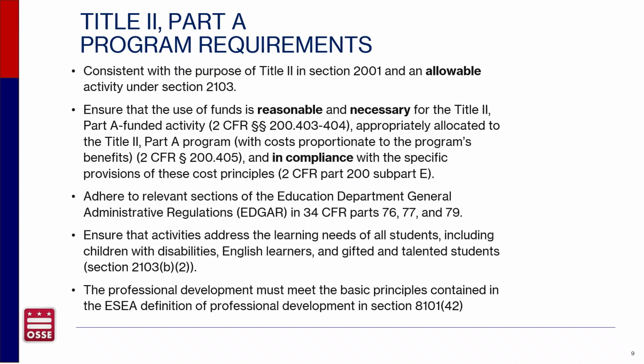Title II Part A program requirements are the following. Activities must be consistent with the purpose of Title II in Section 2001 and an allowable activity under Section 2103. The plan must ensure that the use of funds is reasonable and necessary for the Title II Part A funded activities, and in compliance with the specific provisions of this cost principle.